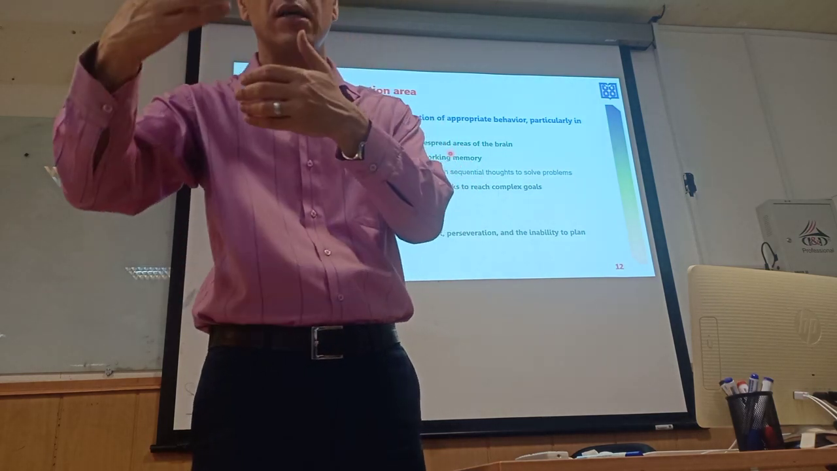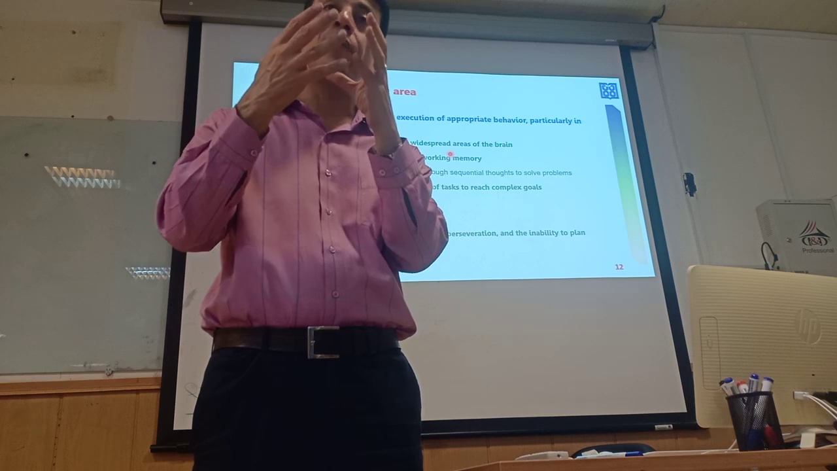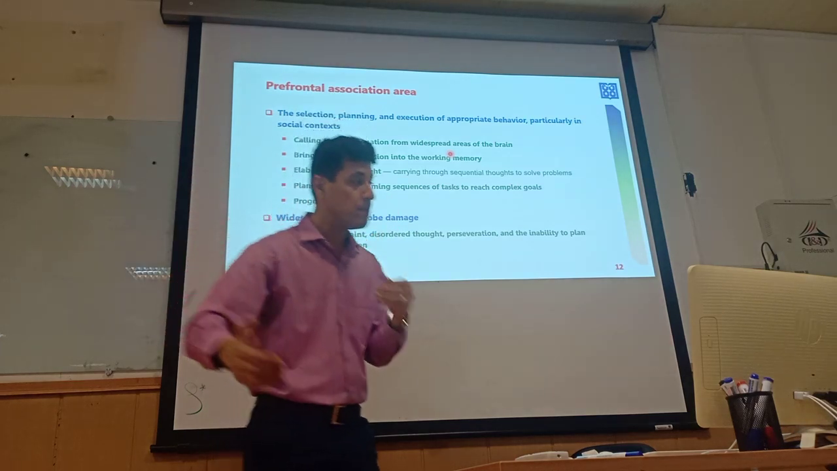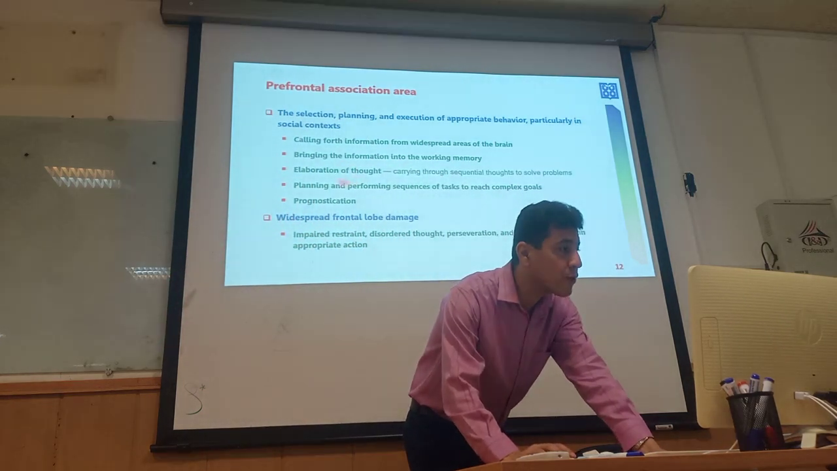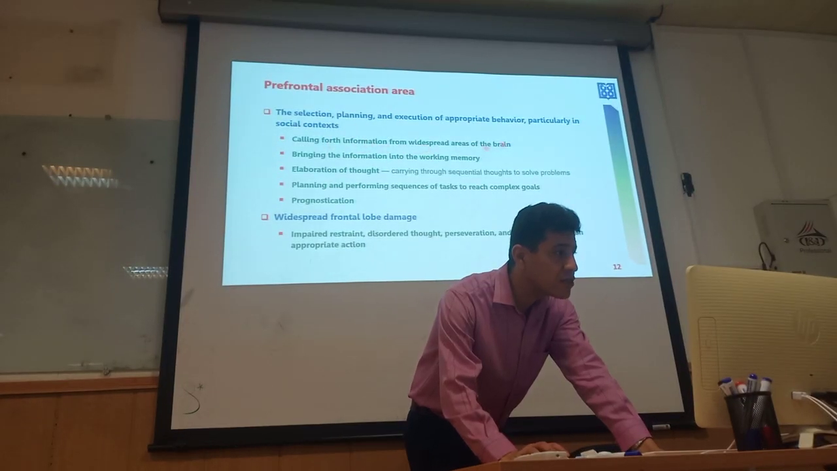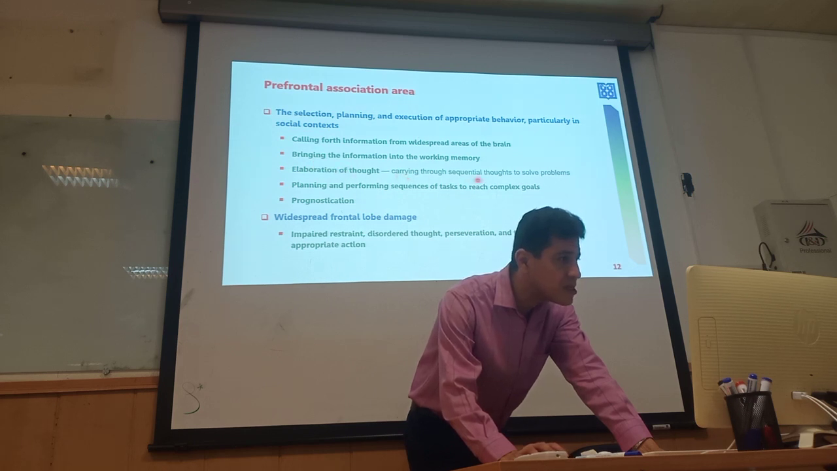So the thinking is going on, okay? And the brain can use this information for planning the future action. We call this elaboration of the thought. So the prefrontal cortex can call forth information from different areas of the brain. It can bring the information into the working memory, then use them for elaboration of the thought. I mean, it can carry through the sequential thought to solve the problem. So problem solving happens here. And planning and performing a sequence of tasks to reach complex goals, and also for prognostication.